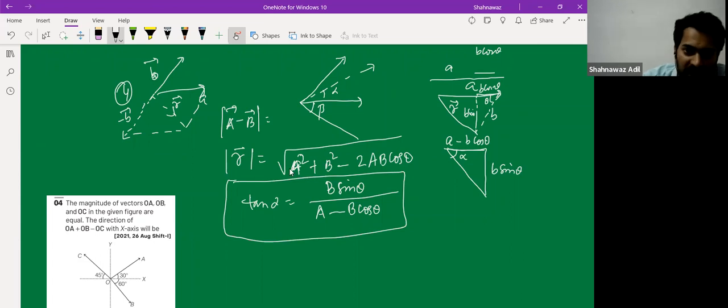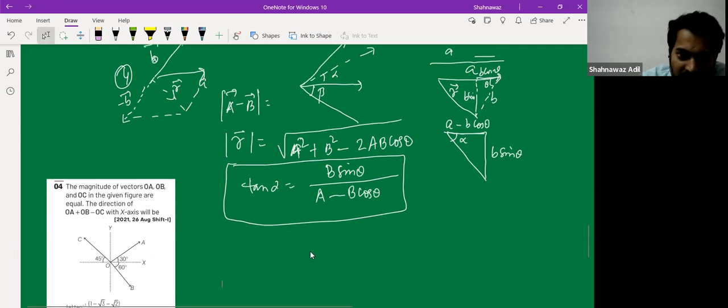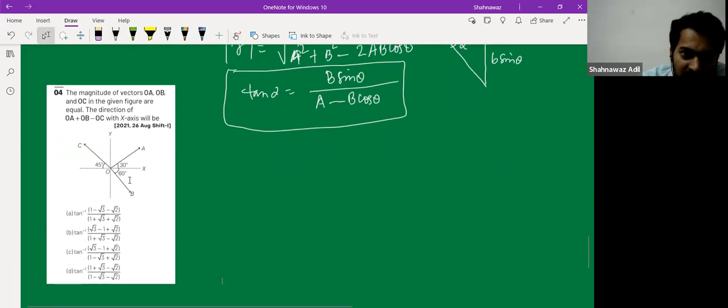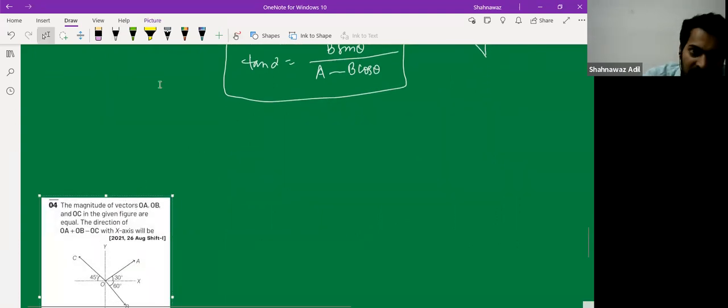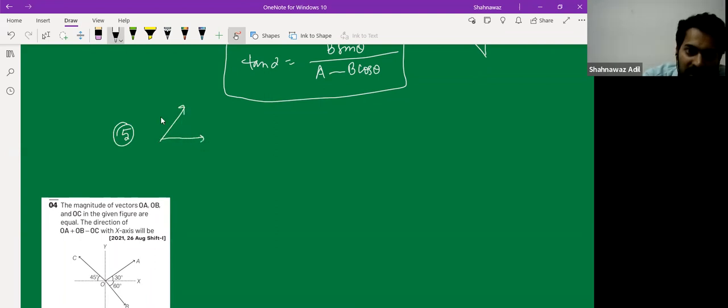Yes, sir. Okay. So up to here, and the last thing that we did was the resolution of a vector. So the fifth thing that we did was that if you have a vector A, let's say this is a vector A, and this makes an angle theta. So this was A cos theta, and this was A sin theta.